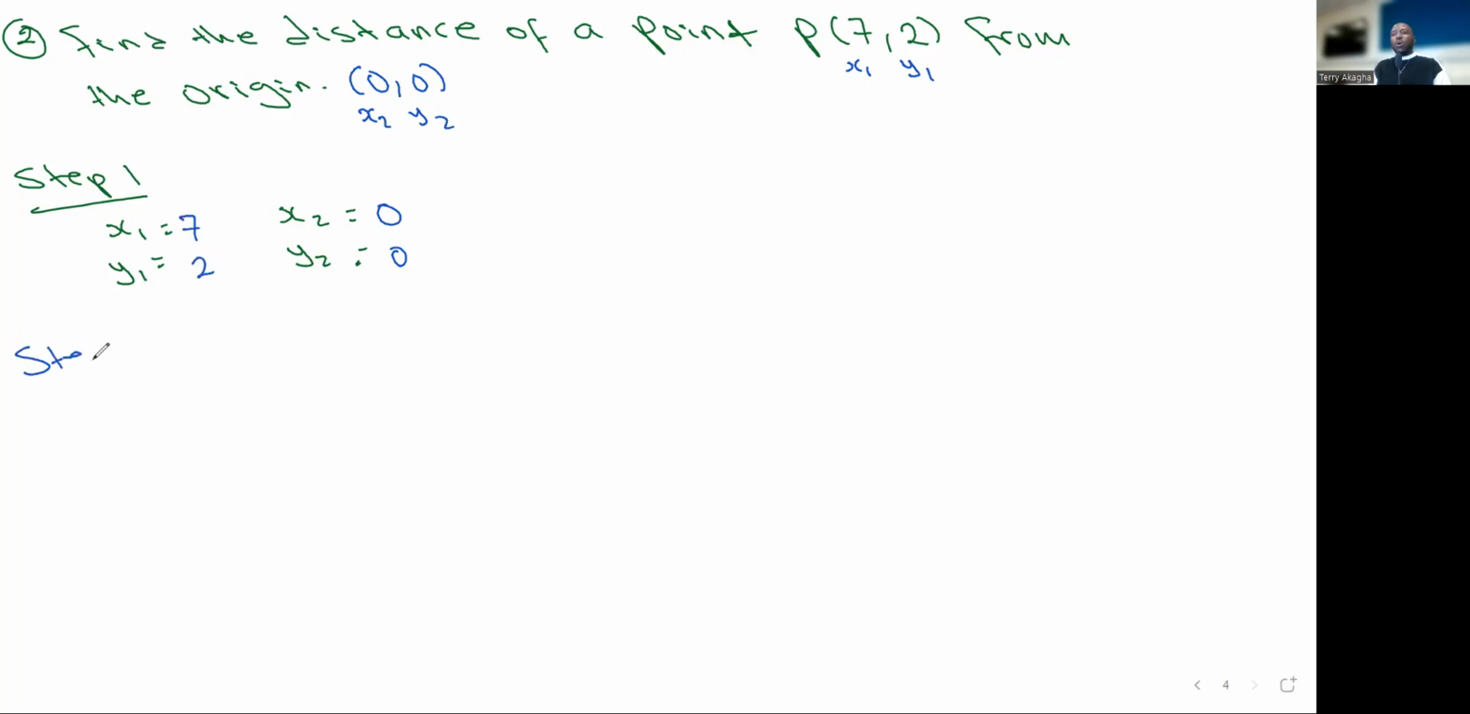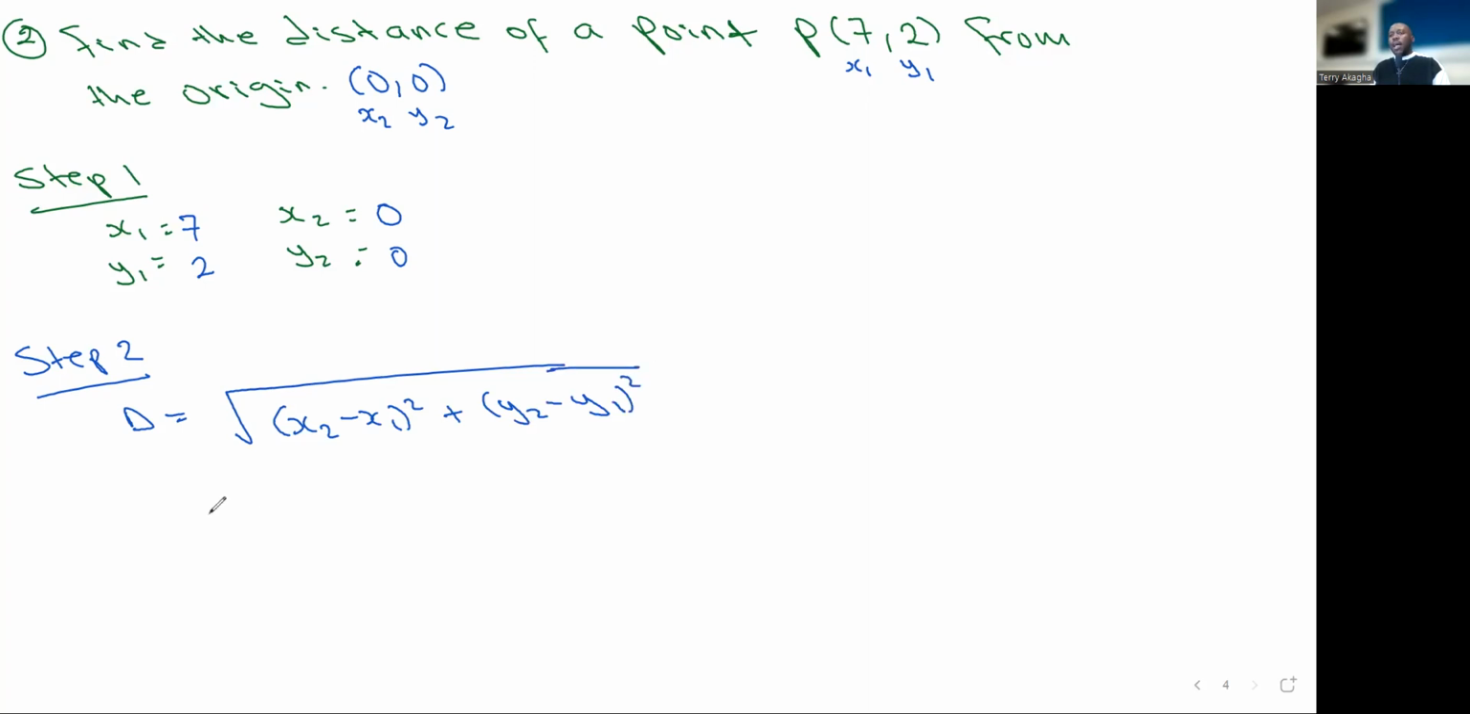Step 2, we then apply the formula. The distance is going to be equal to the square root of x2 minus x1 squared plus y2 minus y1 what? Squared. And that will give us the square root of x2 is 0 minus 7 all squared plus 0 minus 2 all squared. So you can see in this case, it's going to be positive because remember we have the square root sign. So regardless, you will get the same answer.